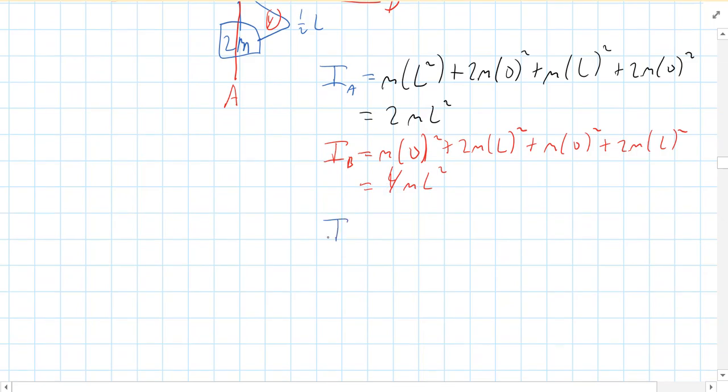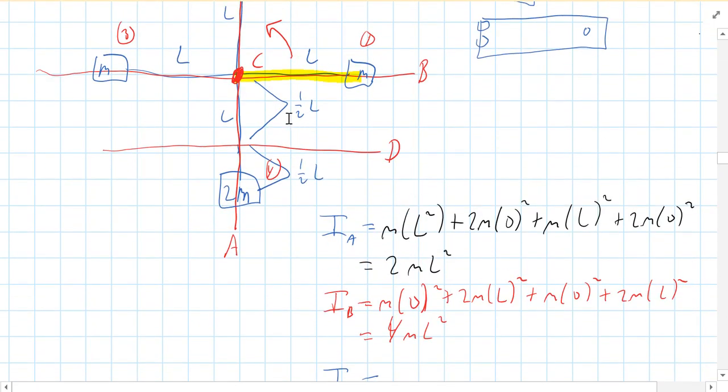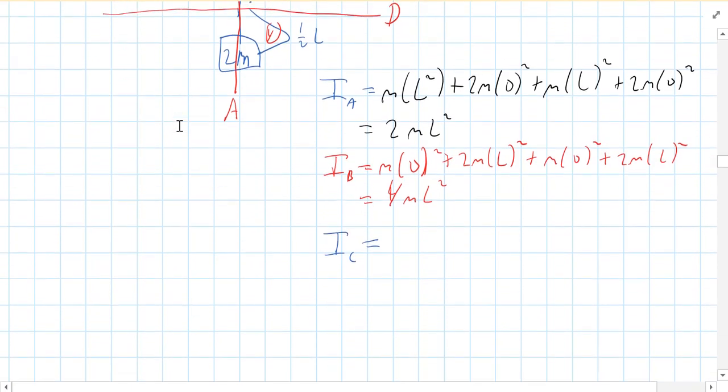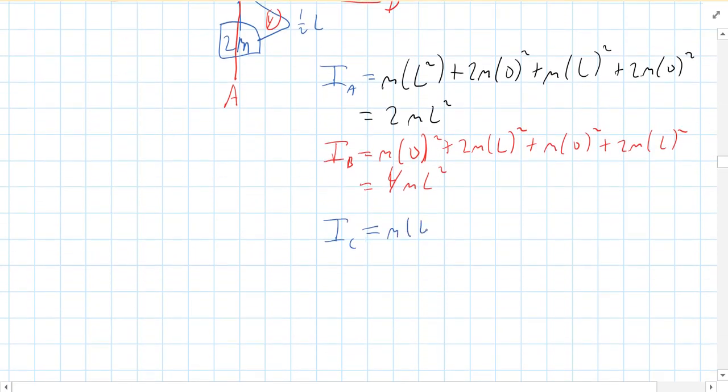For moment of inertia about point C, that axis is coming out of the page at us, and all four masses are L away from that point. So this equation simply becomes m times L squared plus 2m times L squared plus m times L squared plus 2m times L squared. And if you add all that up, you get 6mL squared. So far, that's the toughest way to spin this thing back and forth, that would give the most resistance to the motion. And finally, we've got moment of inertia about axis D.